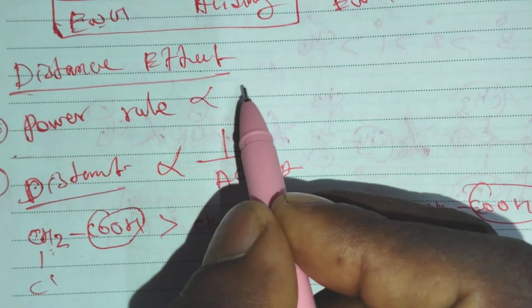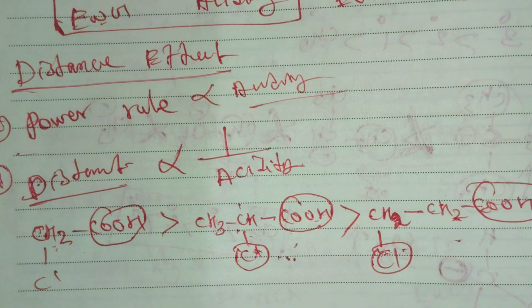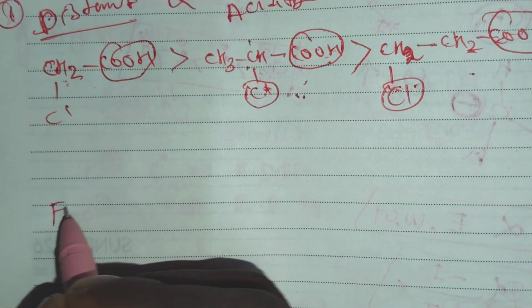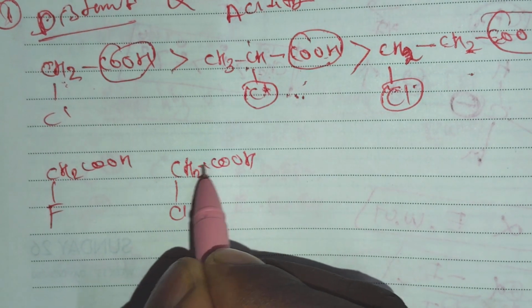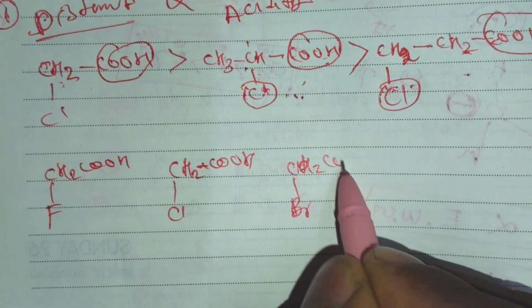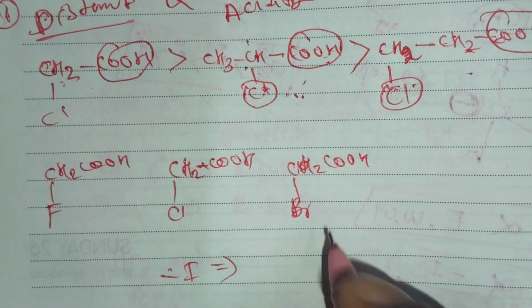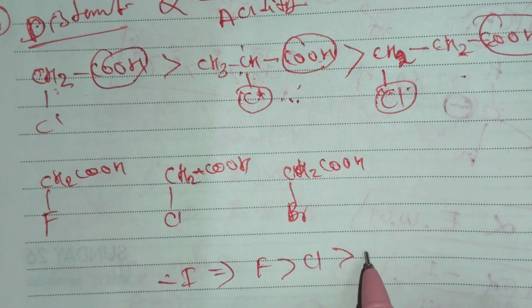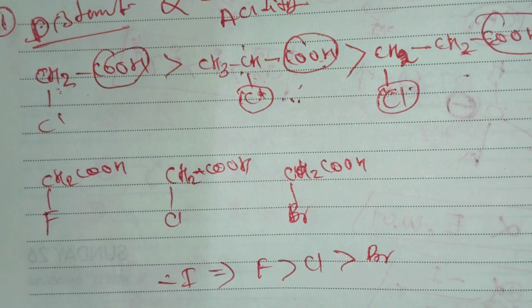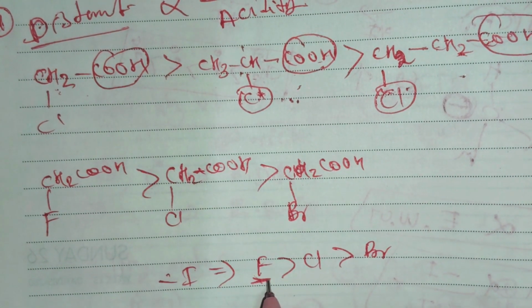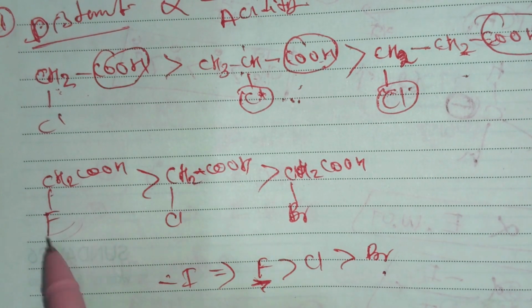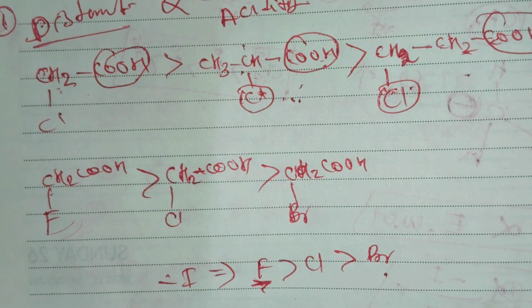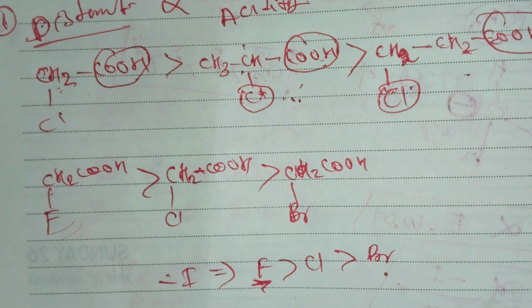And in the power rule, the power is directly proportional to acidity. Okay, so this is very important. For example, fluoroacetic acid, chloroacetic acid, and bromoacetic acid. Here the minus I effect order is fluorine greater than chlorine, then bromine. So as the minus I effect increases, acidity increases. Fluorine is the highest compared to bromine and chlorine. Also the number of fluorines is greater. The simple concept: the more electron withdrawing groups, especially minus I effect groups, substituted nearer to the COOH group, the more acidic it is.